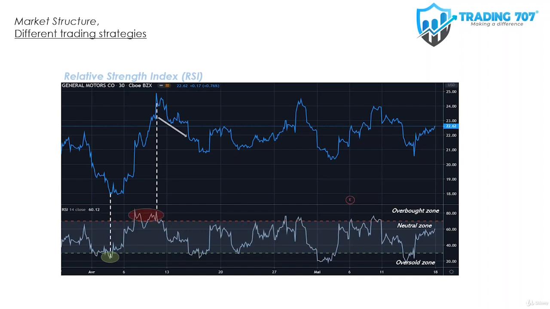Then, between the third and the fifth signal, we notice that the price corresponds relatively to the real value. The relative strength index remains within the neutral zone. So we have here a rather stable price. For the next signals, we stay on the same logic of operation.